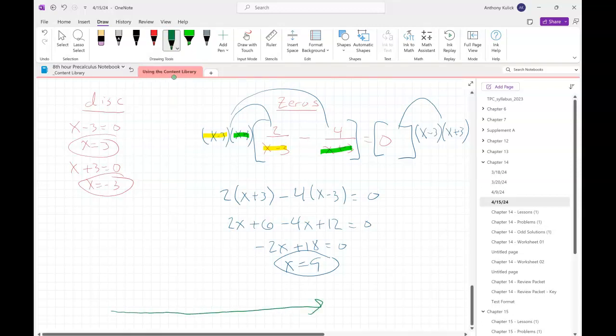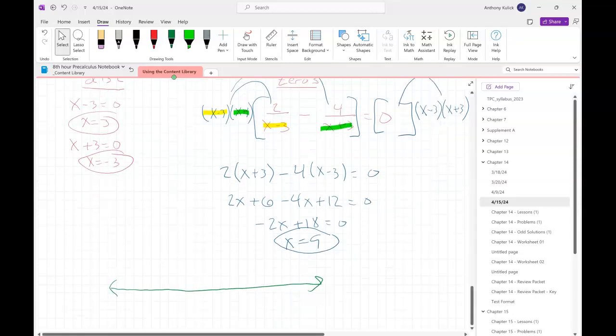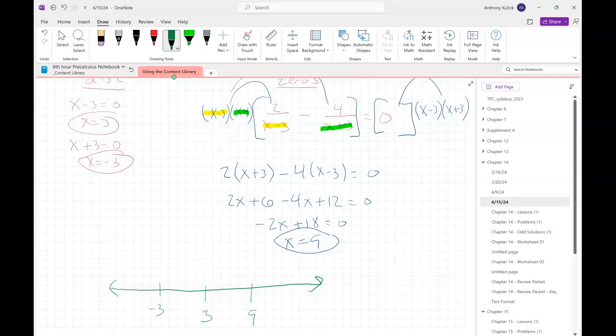Now that I got all my stuff, I'm going to draw my sign diagram. I'm going to start with the smallest value, that was negative 3, and the next value, 3, and then the last value, 9. I'll need to pick some test values: something less than -3, so I'll pick -4. Something between -3 and 3, I'll pick 0. Something between 3 and 9, I'll pick 4, and something bigger than 9, I'll pick 10.